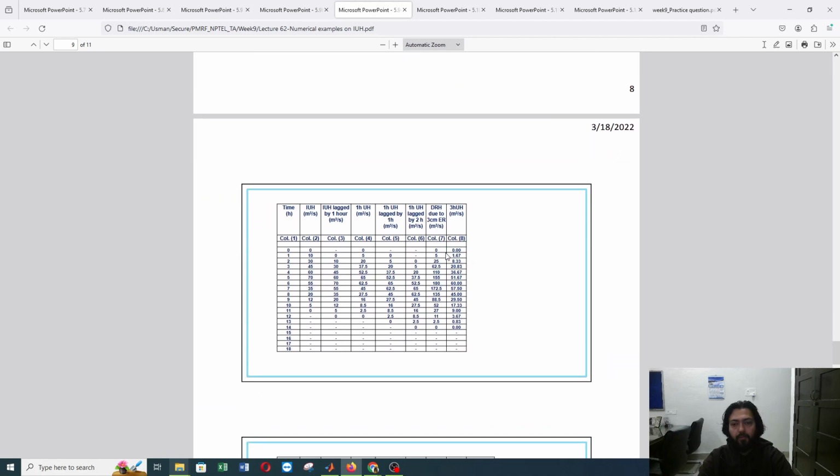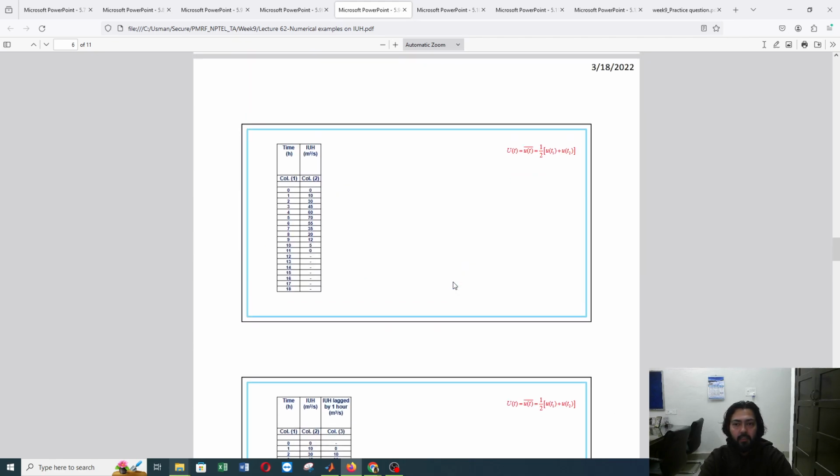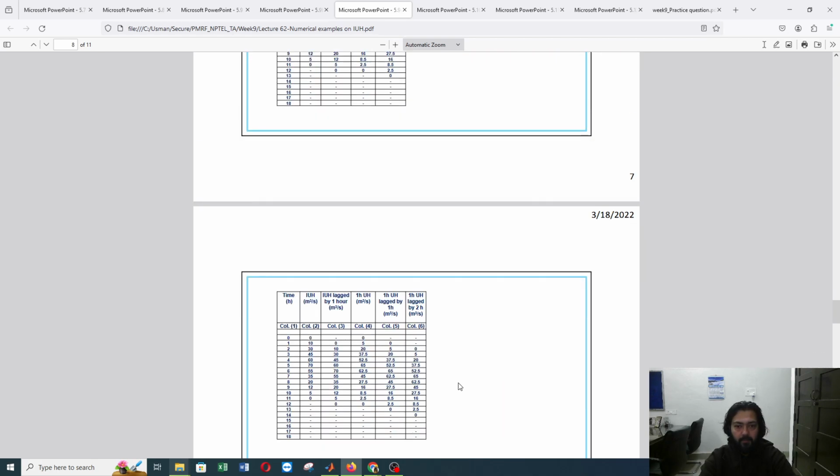So when we divide column 7 by 3, because 3 centimeter excess rainfall is given to us, we will get the ordinate of the 3 hour unit hydrograph. So this is the first term that they have asked us to calculate, that is the 3 hour unit hydrograph from the instantaneous unit hydrograph, right? Now they are asking us to derive the direct runoff hydrograph when the excess rainfall pulses are of 2 centimeter and 5 centimeter at an interval of 2 hours.